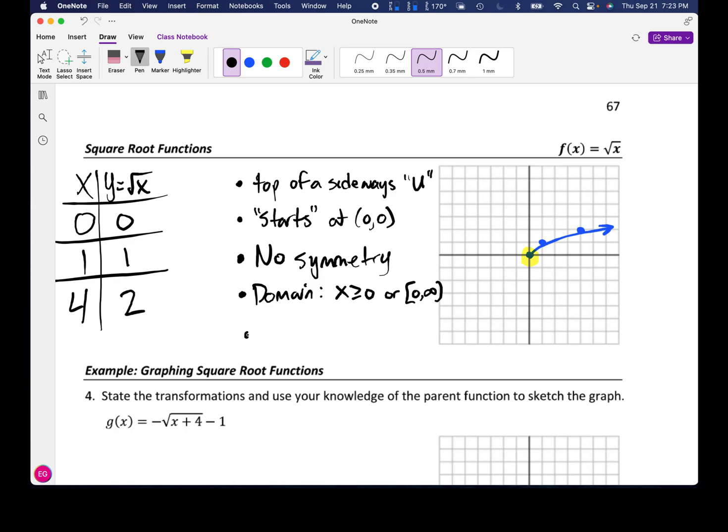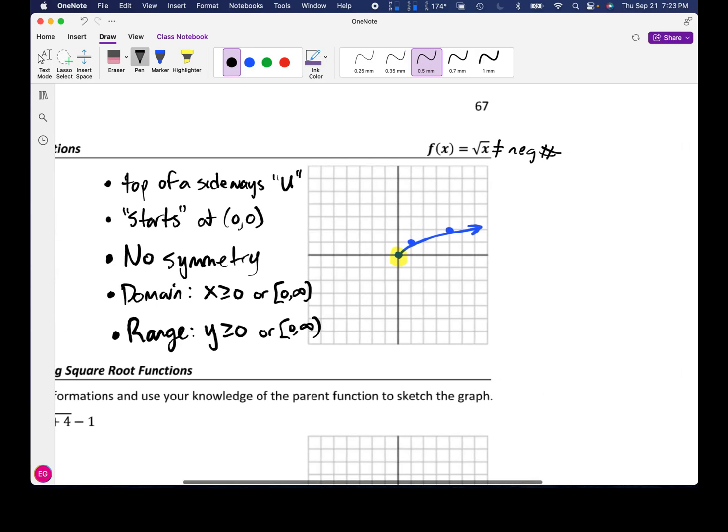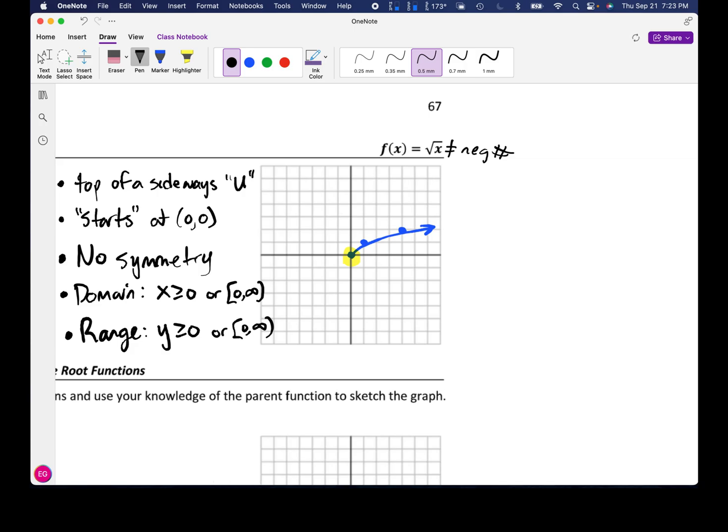Similarly with the range, if we're looking at this, we can see that it is above the axis, and that is because it is impossible for a square root to ever equal a negative number. It's not possible. All right, so our range is going to be that y is greater than or equal to 0. Same idea, it's 0 to infinity. Square bracket there.